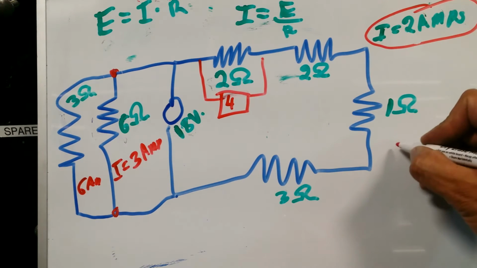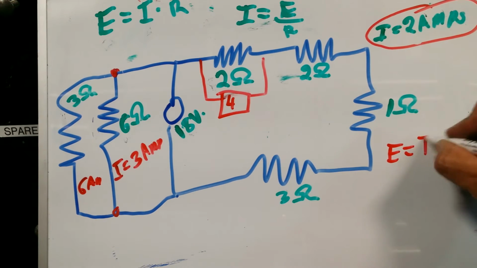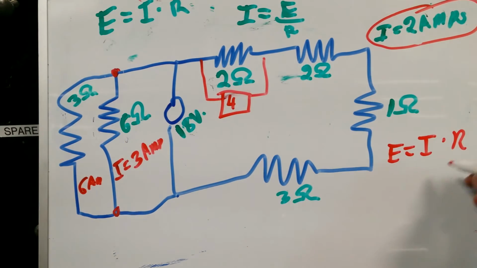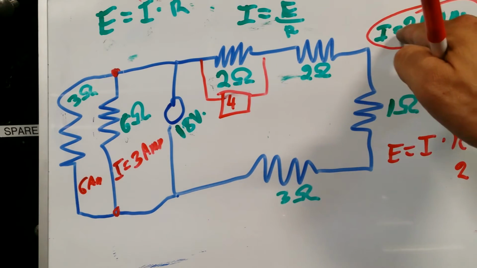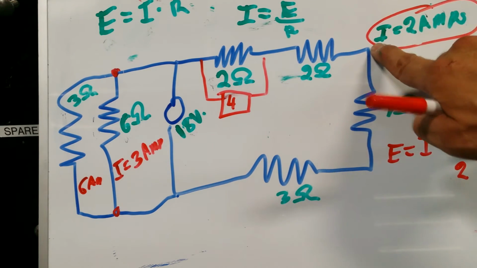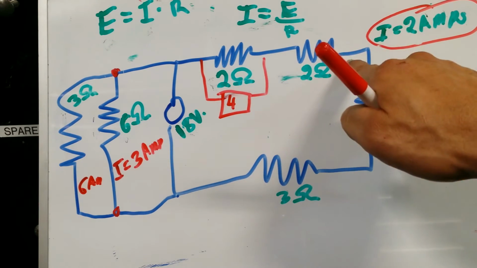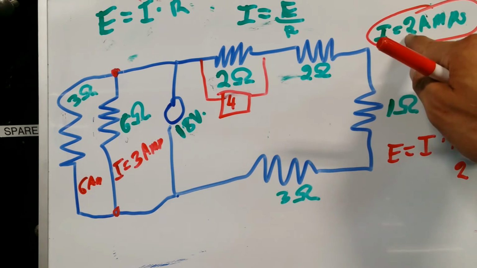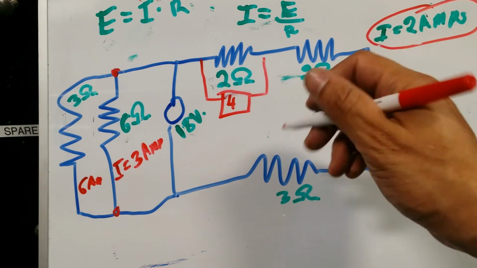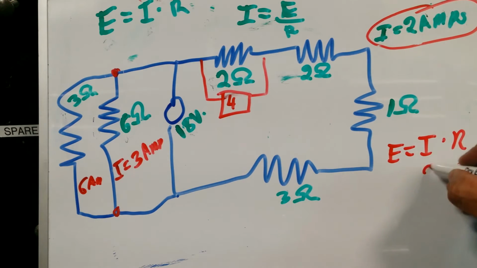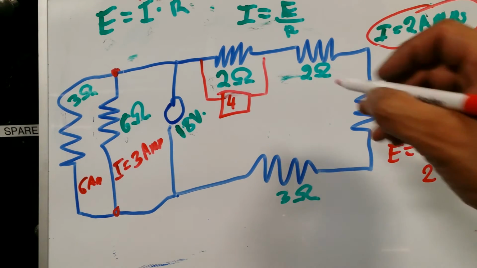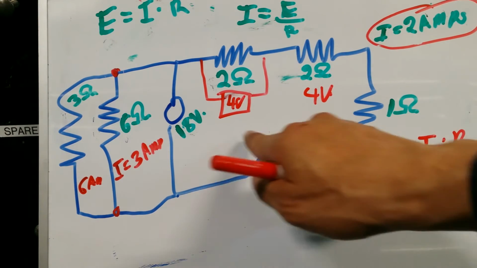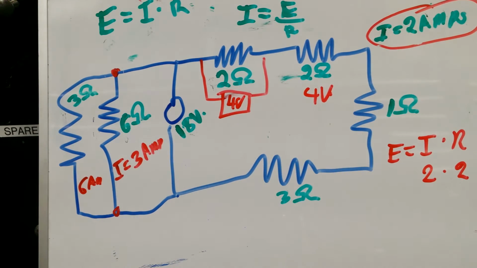Now for this resistor over here, for easier, I'm just going to use I times R, which I just copied and put over here. In this case, I got 2 ohms, and 2 amps going through the branch, so that means the total voltage drop over there is 2 times 2, which is equal to 4 volts, and I got 4 volts over here. So far I got 4 and 4, I got 8 volts over there.